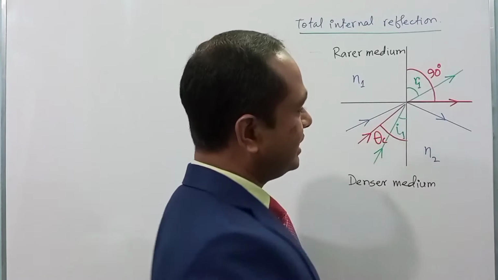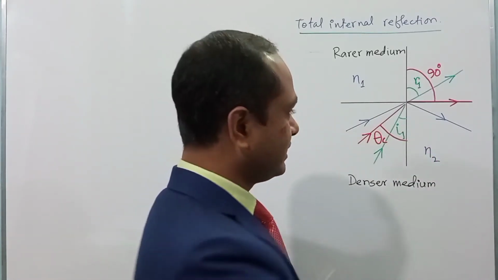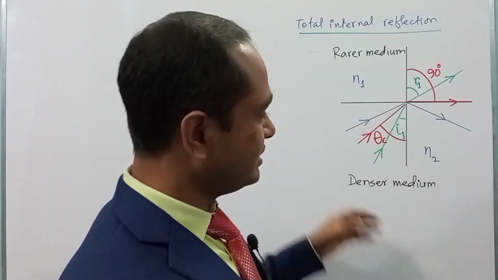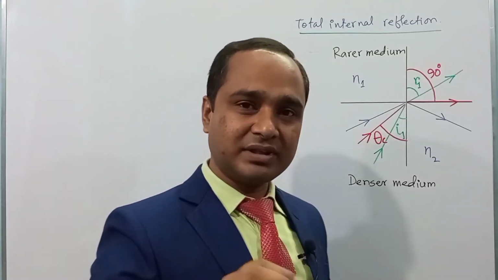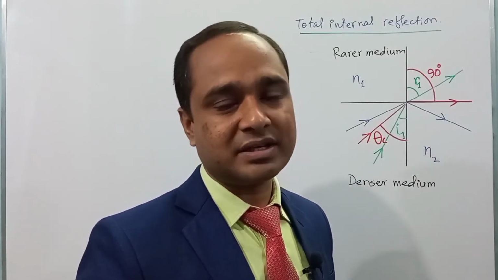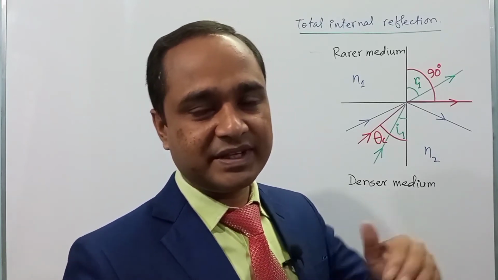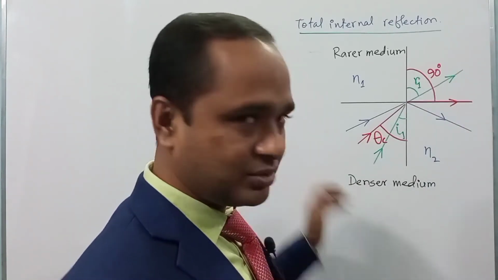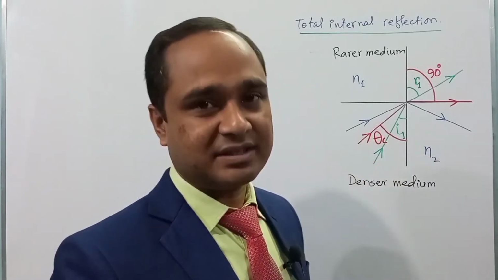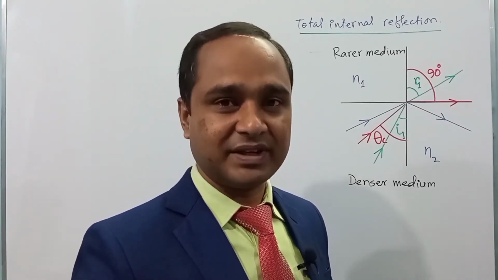degrees. So if the angle is more than 90 degrees, then according to the rule of reflection, the ray will come back to the denser medium, right? So in that case, 100% of the light will be reflected to the denser medium. That's why this phenomenon is known as total internal reflection. In normal reflection, a portion of the incident light is reflected back to the first medium. But in this situation, total or 100% light is reflected back to the denser medium. So this phenomenon is known as total internal reflection.